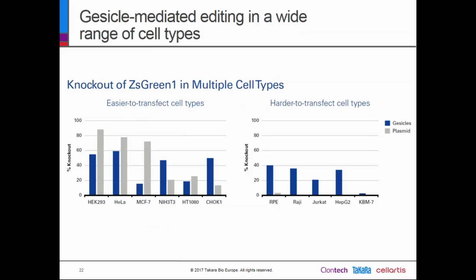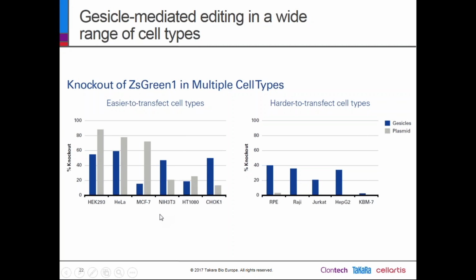So I would like to show you some data in different cell lines about the efficiency of vesicle-mediated gene editing. Here we try to knock out a ZsGreen cassette in various cell lines and compared side by side to plasmid delivery. On the left you have easy to transfect cell types, and on the right hard to transfect cell types. And what you can see on the left is that in these very easy to transfect cell types, sometimes plasmid delivery gives higher gene editing efficiencies, sometimes vesicles work better.